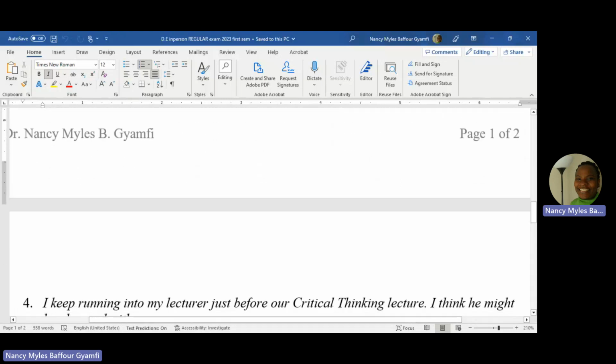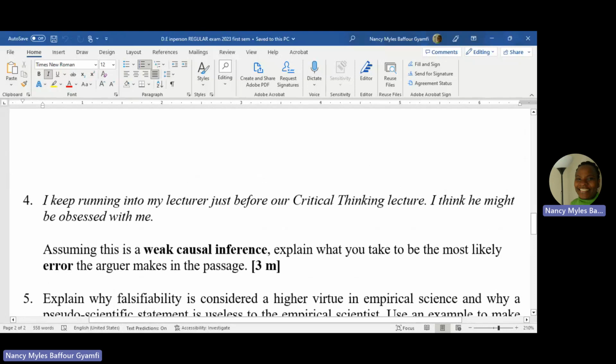Okay, very good. Then question 4, I keep running to my lecturer just before our critical thinking lecture. I think he might be obsessed with me. Okay, you may just be confusing correlation for causal connection. The 2 things happening at the same time doesn't mean one caused the other. That's one. Or you may even see, and one of my TAs prompted me about that, you may even see overlooking a common cause. They all go there for something else.